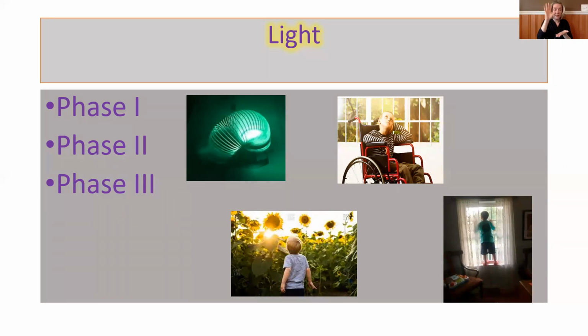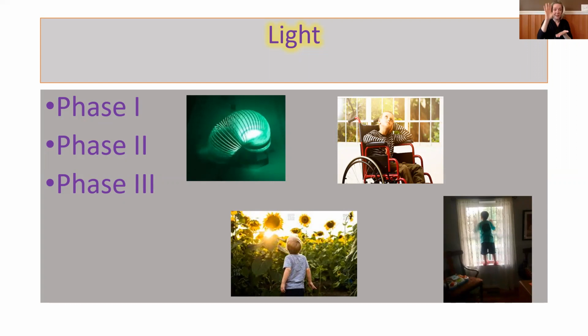Our students in phase 1 need us to do that for them, need us to control the light in the environment. When we see our students moving into phase 2, light is still going to be a distractor. They're still going to be drawn away from their activity by the light, but they're also going to be easily redirected back to the activity, even in the presence of that light. And in phase 3, we're going to use that light as a tool.